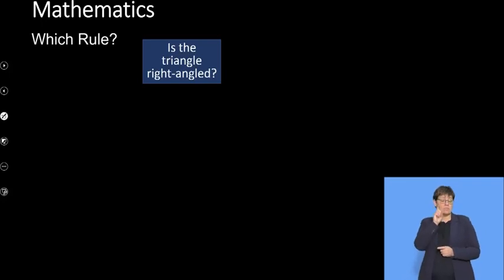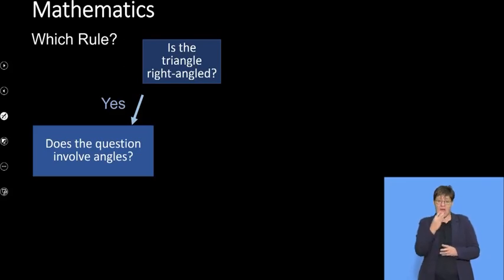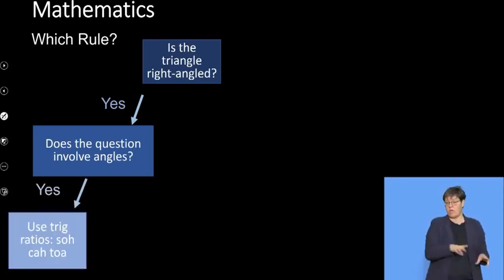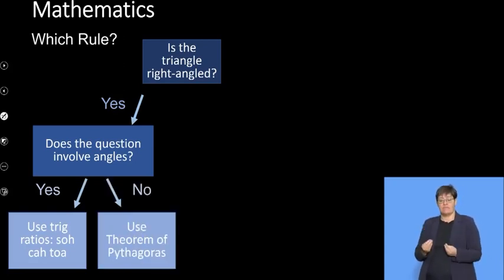Okay, so we first check if the triangle is right angled. If it is, then we ask ourselves the question, does it involve angles? And if it does, then we use our trig ratios. If it doesn't involve angles, we've got to use the theorem of Pythagoras.